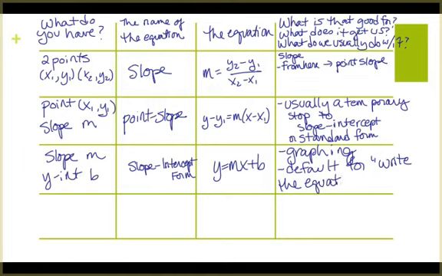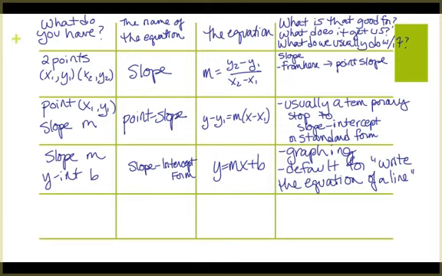Now that doesn't mean I can start there if I don't have the slope and the y-intercept. It means that's where I'll end up. Well, how can I end up there if I don't have the y-intercept? Do all those other things. And that's what we're going to practice on this video.